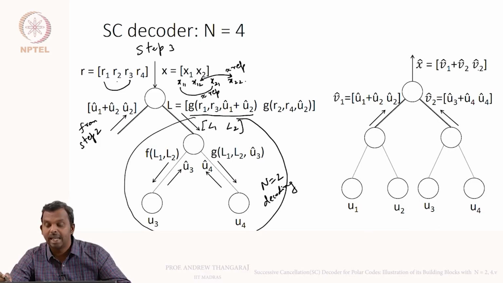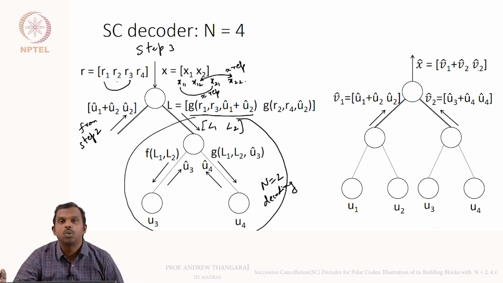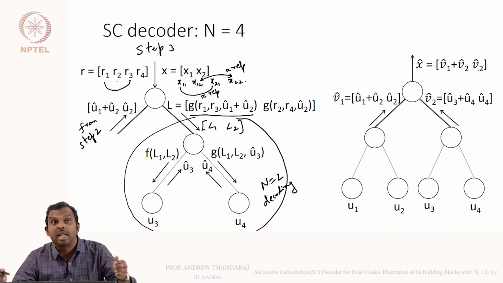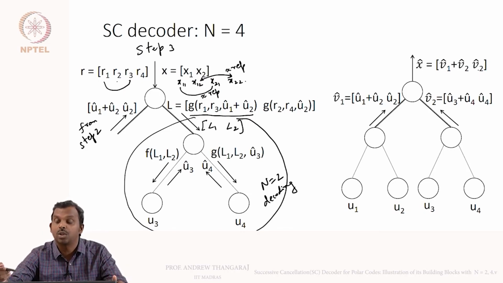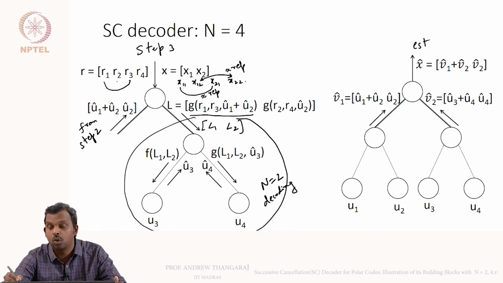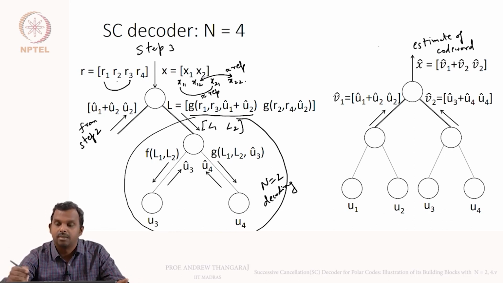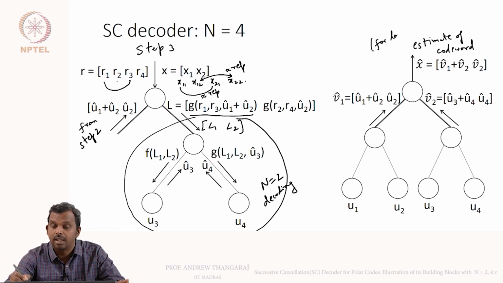Now once again, once you find u1 hat, u2 hat, u3 hat, u4 hat, you are done as far as n equals 4 decoding is concerned. You do not need anything more. But we are going to proceed and look at this calculation of the code word also. This is the estimate of the code word, and you do not really need the estimate of the code word for decoding n equals 4, but why will I need it here? When I want to go for larger n. So this is useful for larger n once again.